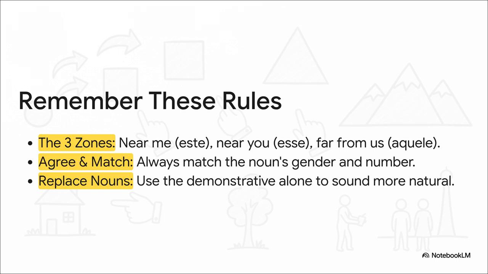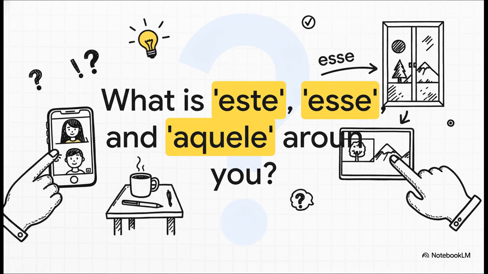Second, you gotta agree and match. Your demonstrative always has to match the gender and number of your noun. And finally, number 3, that pro tip, to sound supernatural, replace the noun. Once we know what you're talking about, just use the demonstrative on its own, like use este. And really, that's the whole system. It's not so bad when you break it down, is it?